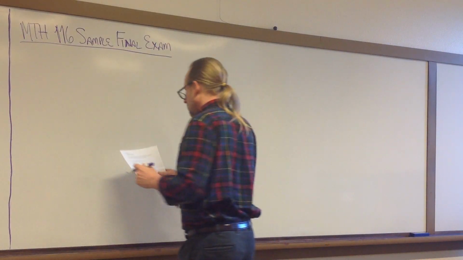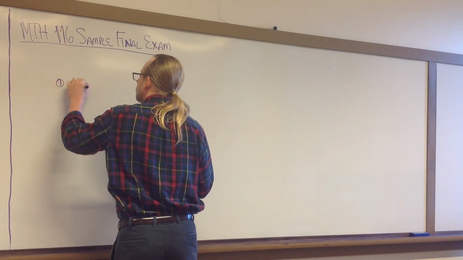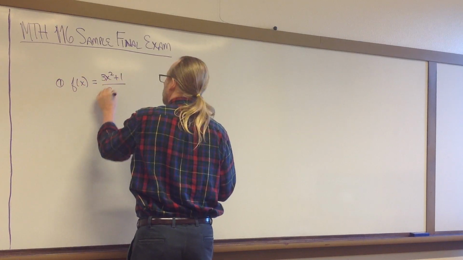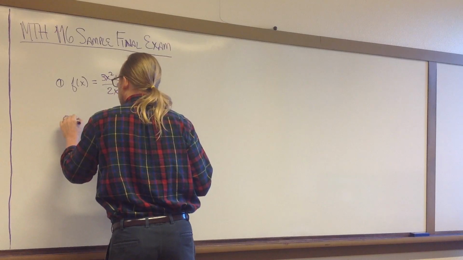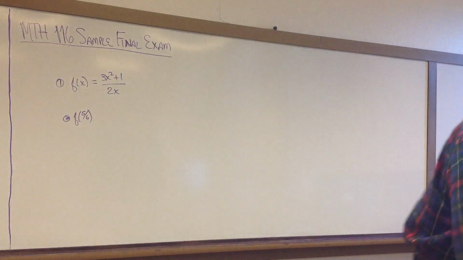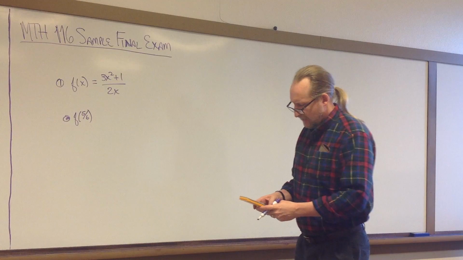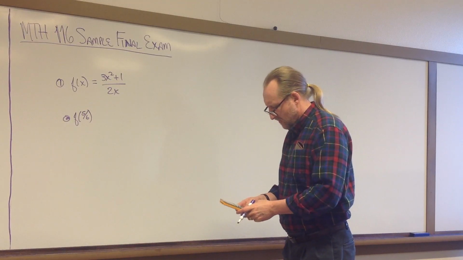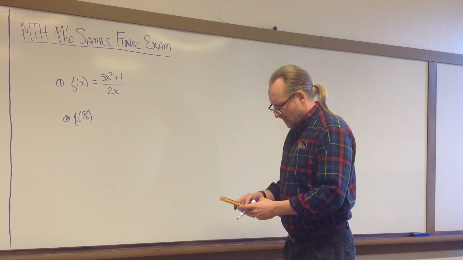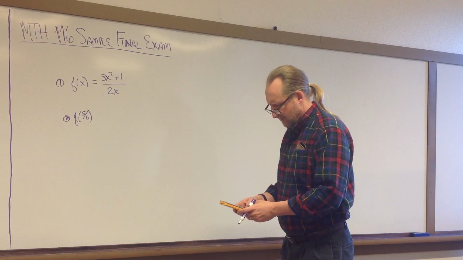We started out talking about functions. In problem 1, we've got a function f of x, that's 3x squared plus 1 over 2x. And first we want to find f of 5/6. So let's get our calculator out here. And so we'll do 3 times 5/6 squared plus 1. And then we want to divide that by 2 times 5/6.